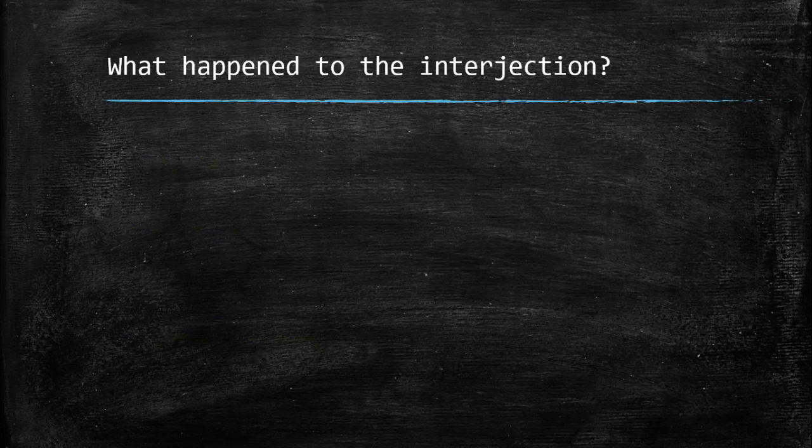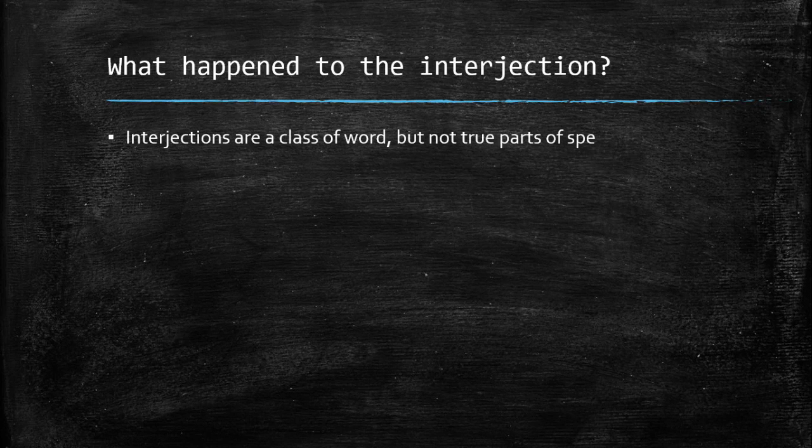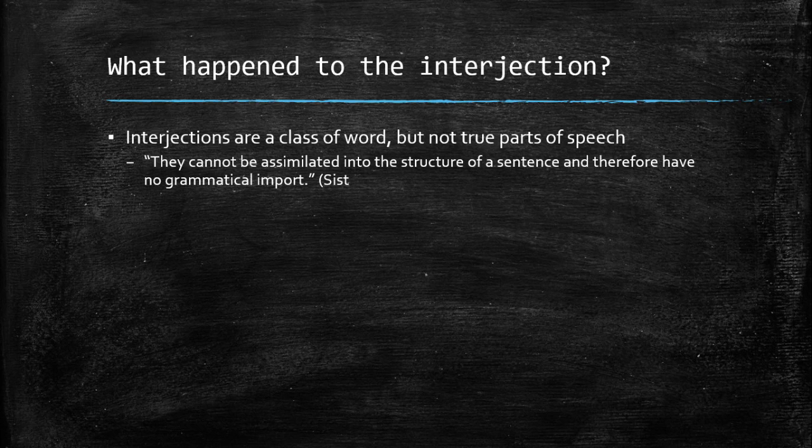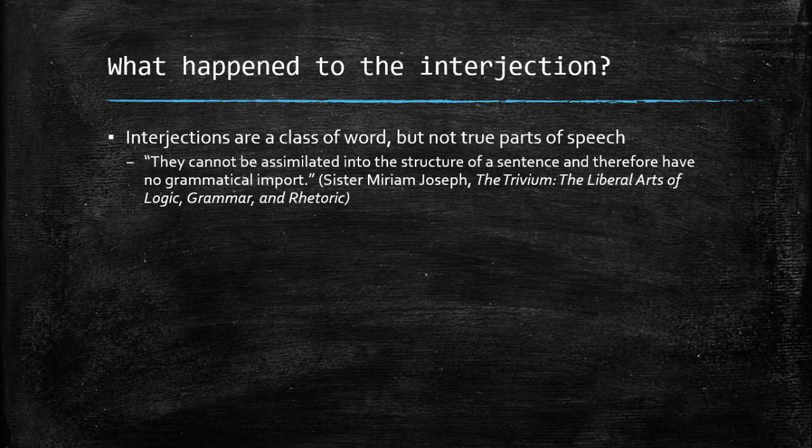What happened to the interjection? I bet a lot of you are wondering that. I have not mentioned the interjection yet. That's because interjections are a class of word, but they're not really a true part of speech. Here's what Sister Miriam Joseph has to say about interjections. They cannot be assimilated into the structure of a sentence and therefore have no grammatical import. That's true. Interjections have no real place in a sentence. They're purely extra. They're just extra stuff in a sentence. So since they don't serve a function, really, we don't study them as a part of speech. They're just extra words, so we don't care about them.